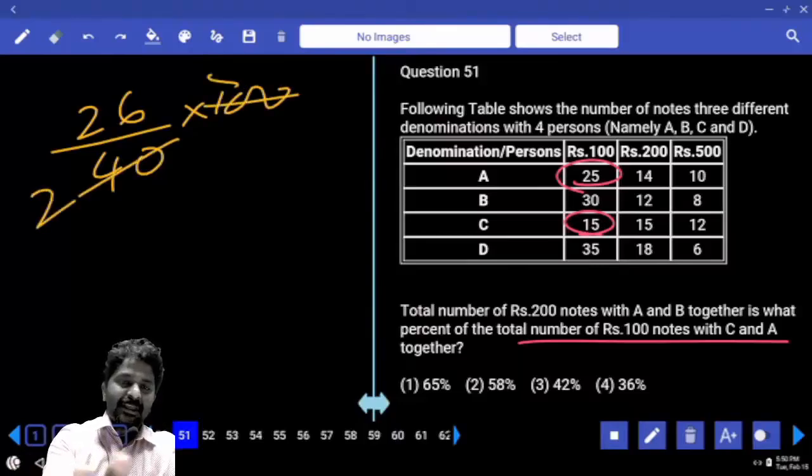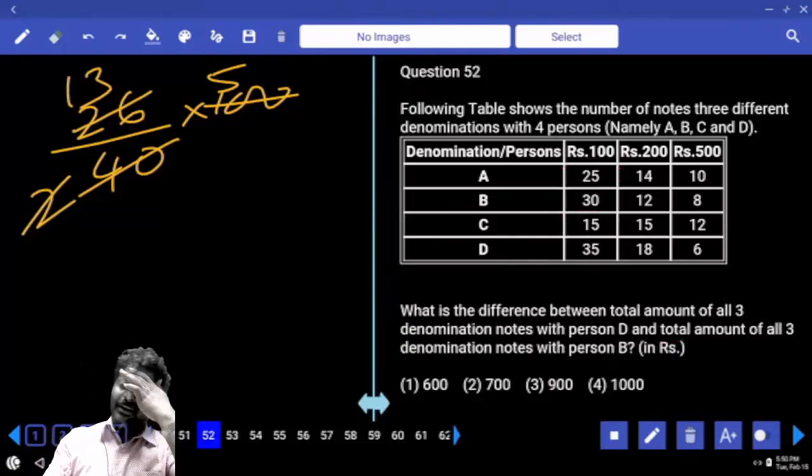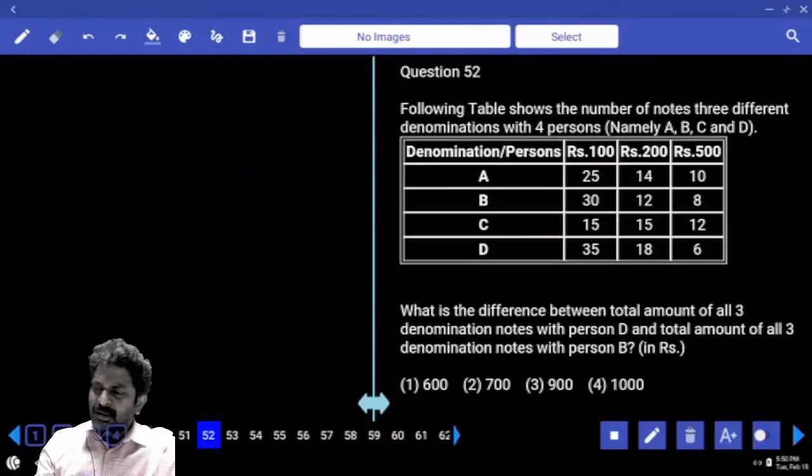2 times 20, 5 times 13. 13 5s, 65%. What is the difference between total amount of all three denomination notes with person D and amount of all three denomination notes with person B?